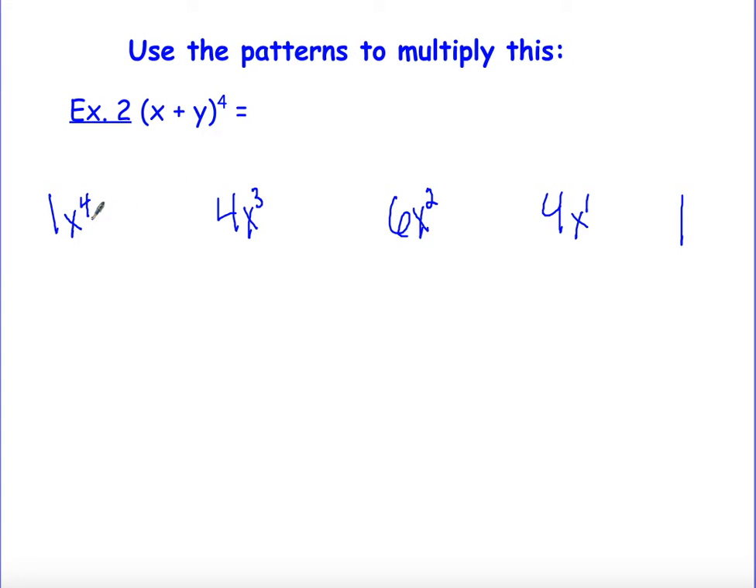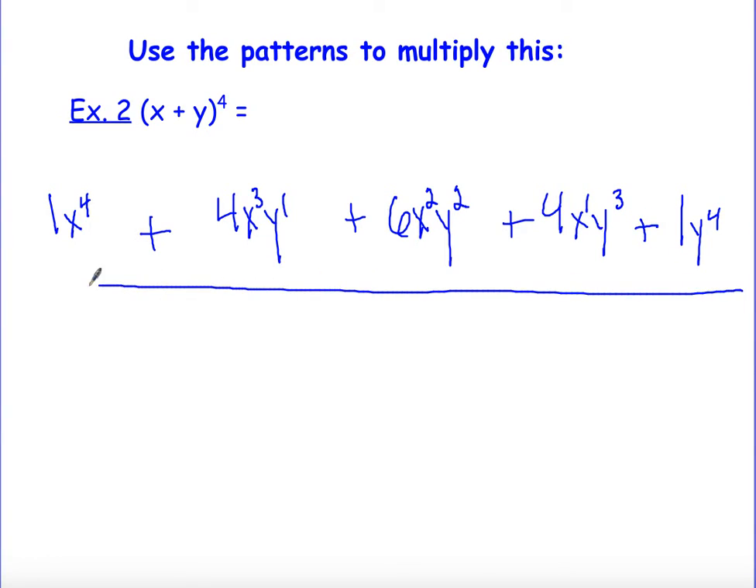And then we're going to have y to the 0, which is 1, and then y to the 1st, y to the 2nd, y to the 3rd, y to the 4th. So our final answer is right here. There you go. If I had multiplied this out 4 times, I probably would have made a lot of mistakes, and I did this much faster, and I got it perfect. Okay?